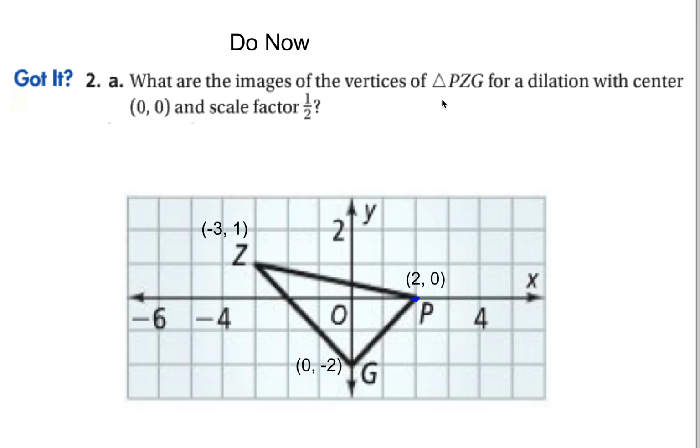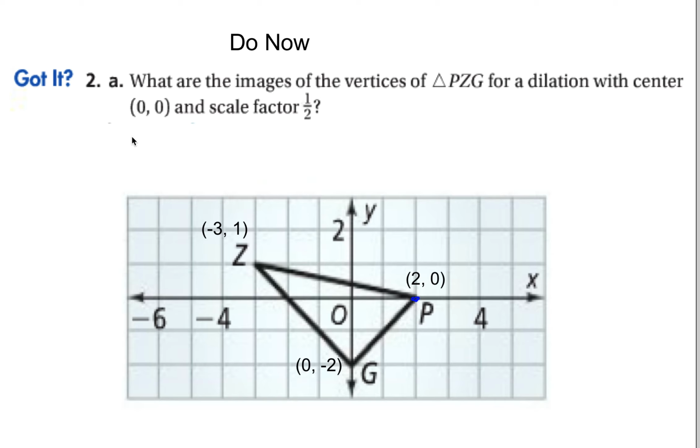So what are the images of the vertices of triangle PZG, exactly the same figure, for a dilation with a center of 0, 0, so that's a point of origin, and a scale factor of 1/2. Put your player on pause, try to get the coordinates, you don't have to graph it, try to get the coordinates of triangle P prime, Z prime, G prime, the image of PZG after the dilation, and then hit play to resume when you want to see the answer.